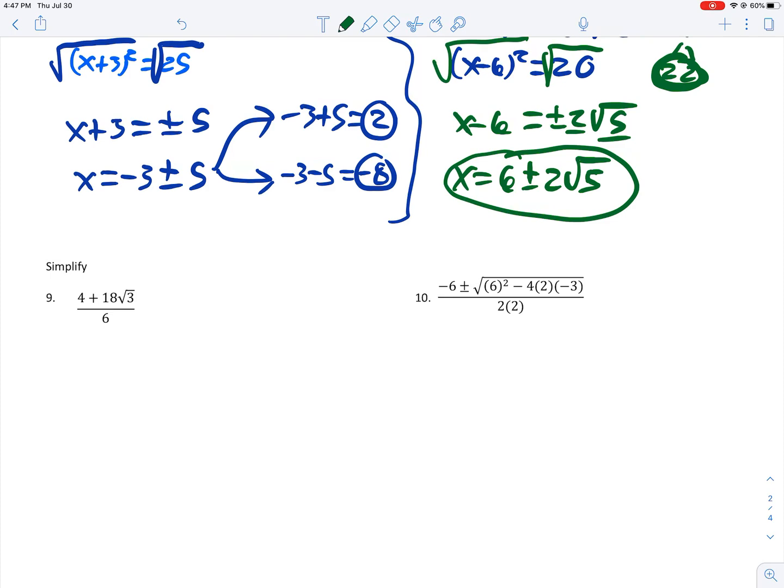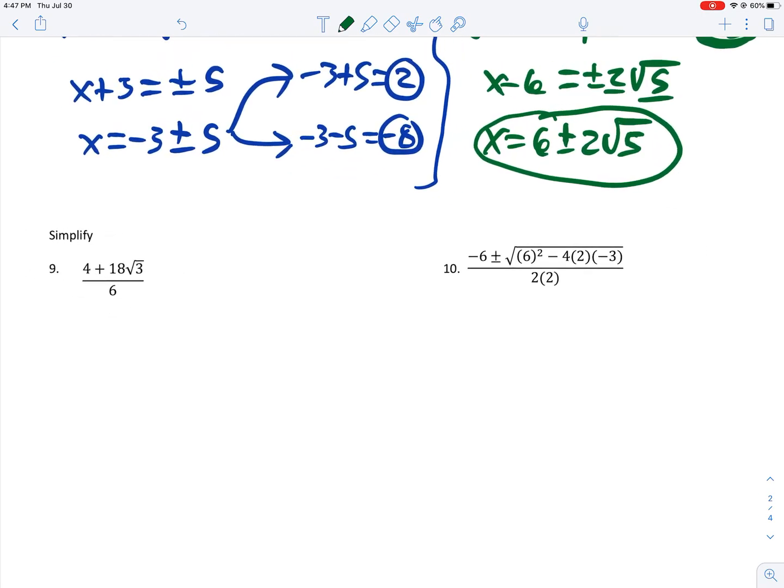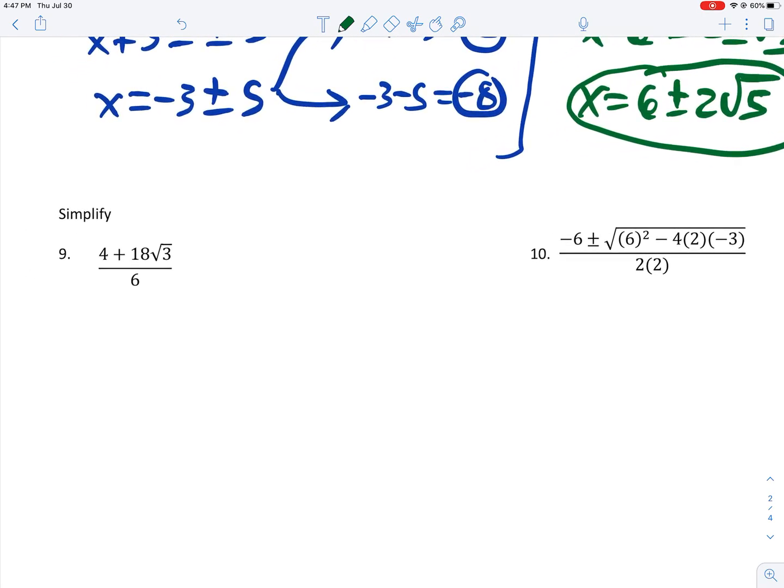So 9 and 10 are practicing using the quadratic formula, because sometimes you're going to have to plug numbers in and you're not going to get a pretty answer like number 9. And I want you to be able to simplify as far as you can. And number 10 is basically plugging numbers into the quadratic formula. Real simple operations, but it can be confusing for a lot of students because there's a lot going on. So 9 and 10 are getting us ready for the next lesson.